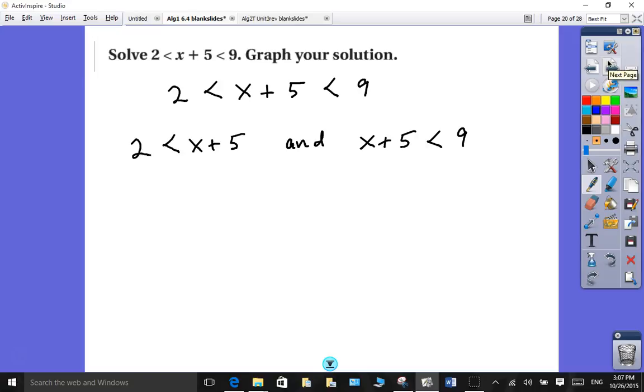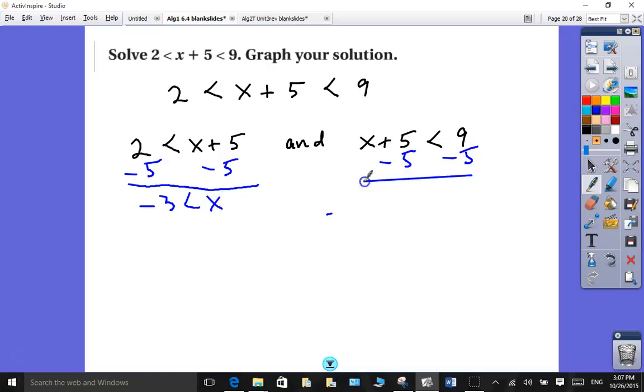And I think my point here was just to show if you do it with two different inequalities, right, you're going to need to solve them both first. Subtract 5, subtract 5. Negative 3 is less than x. Subtract 5, subtract 5. X is less than 4. Remember that it's not 100% correct unless you use the word and in between those two.